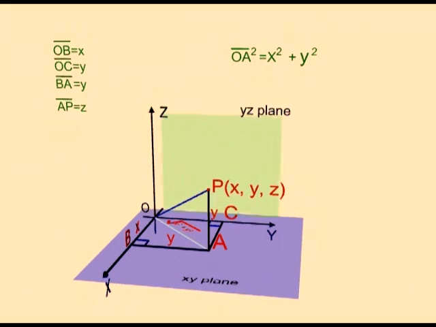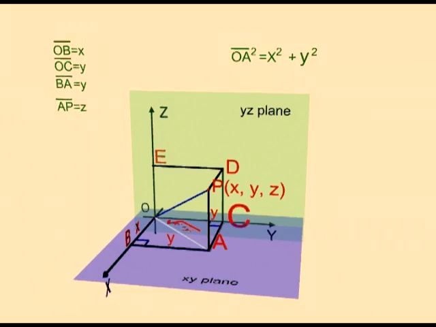To help you see this, we will draw a line from P perpendicular to the YZ plane. The line intersects the plane at point D. From D, draw lines perpendicular to the Z and Y axes. The lines meet the Z-axis at point E and the y-axis at point C. OE is the z-coordinate of point P and is equal to AP.